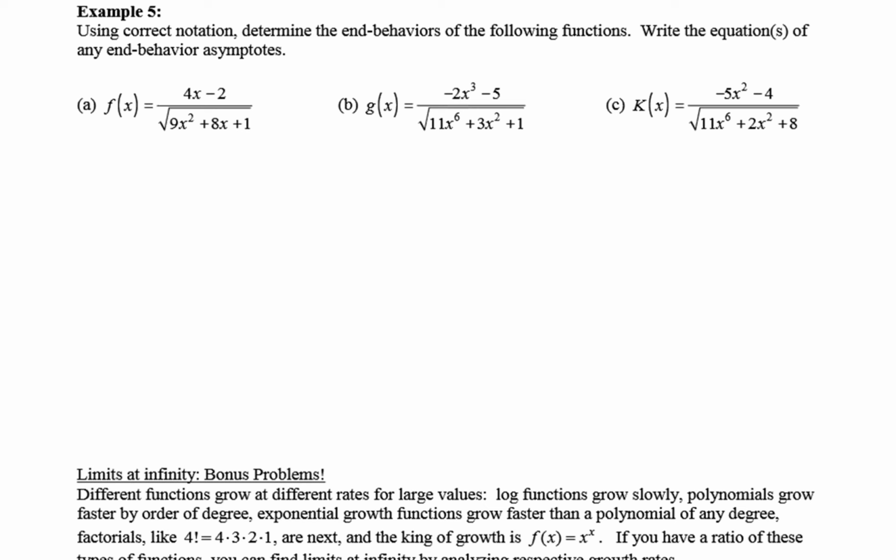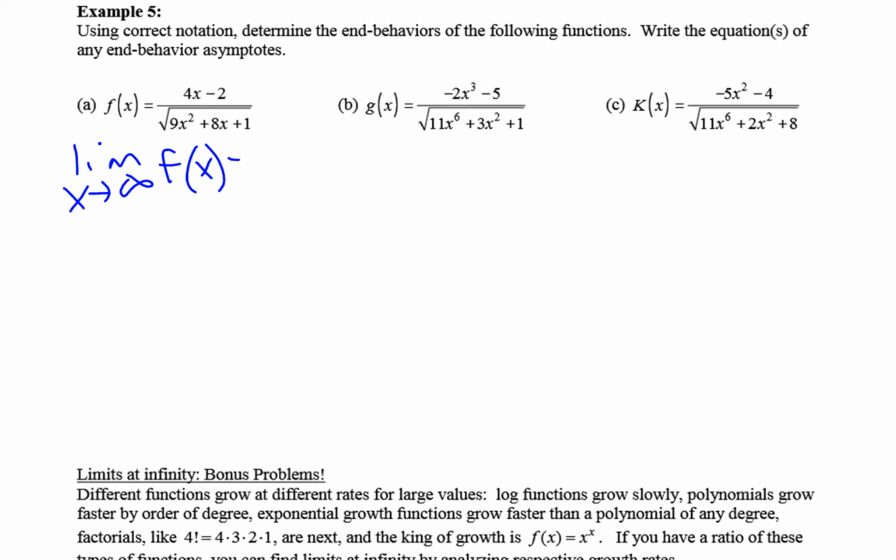So for example, the degree in the numerator of example A is 1. The degree in the denominator appears to be 2, but we have the square root of that. Remember, square root is the half power. So half of 2 is 1. So we actually have the same degree in the numerator and the denominator. Now we just analyze the sign.